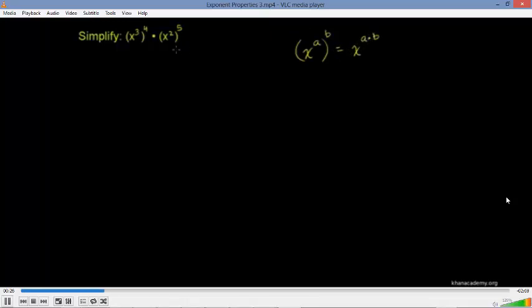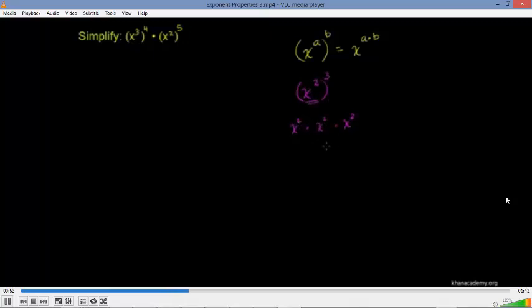And to see why that works, I won't do it with these right here, I'll do it with a simpler example. Let's say we are taking x squared and then raising that to the third power. Well, in that situation, that literally means multiplying x squared by itself three times. So that literally means x squared times x squared times x squared. I'm taking x squared and I'm raising it to the third power.